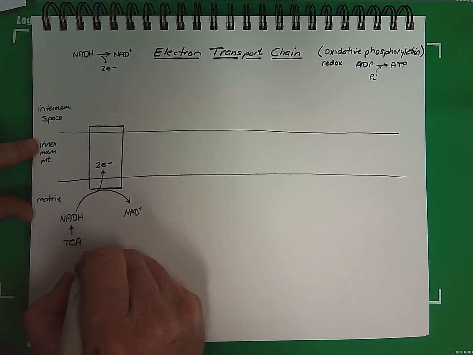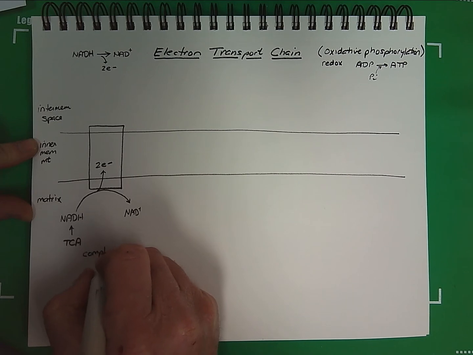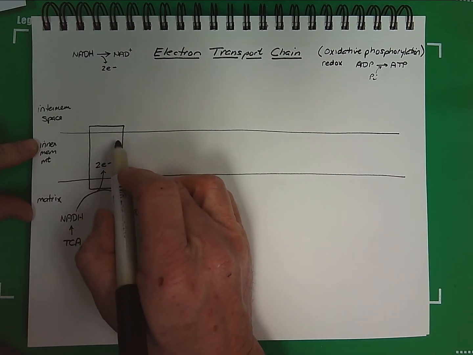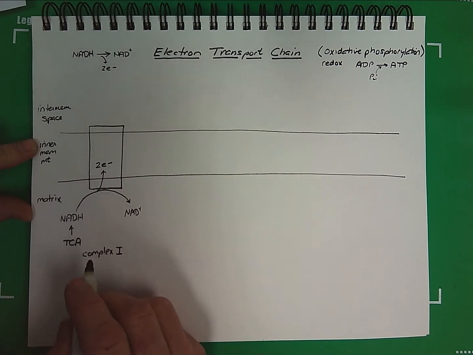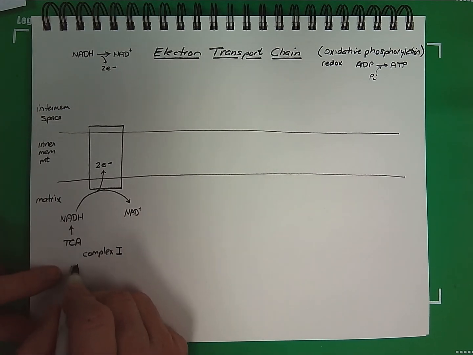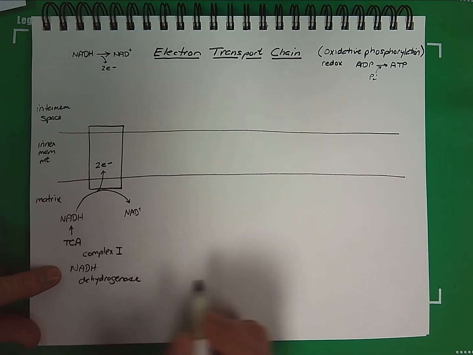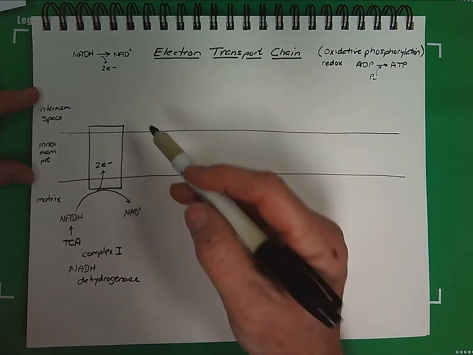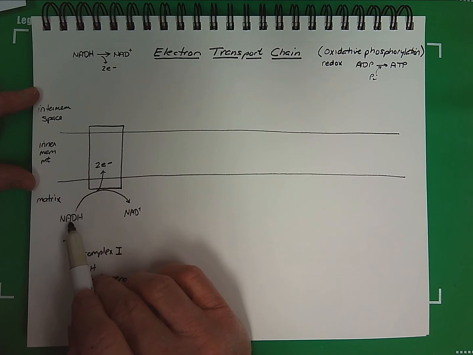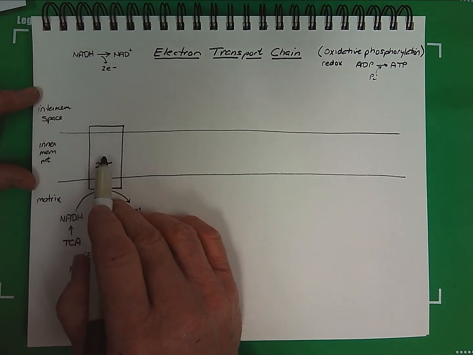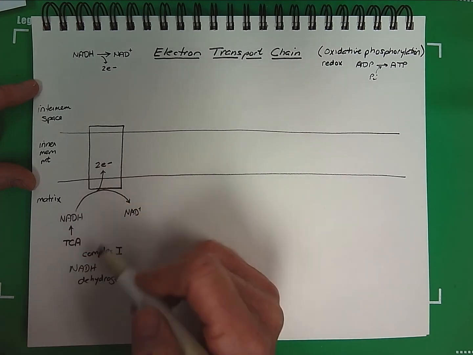So this first reaction is done by the proteins in the mitochondrial membrane, and these are called complex 1. The more formal name is NADH dehydrogenase. So this enzyme complex's job is to extract the electrons from NADH and place them into the entry point of the electron transport chain, which is complex 1.